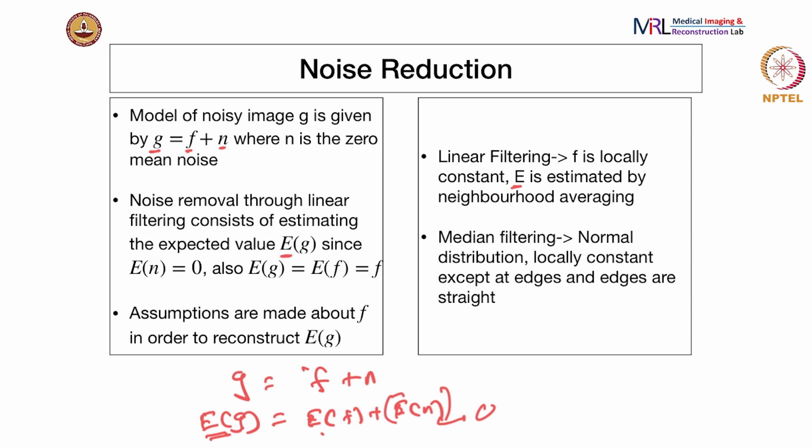If you look at median filtering, which you'll see in a subsequent lecture, if you take a large enough neighborhood, then you're assuming that the pixels are Gaussian or normally distributed. There are also some assumptions about the edges, that they are straight. But that's median filtering. In general for linear filters, the big assumption is that F is locally constant, so that you can estimate the expectation value of G by neighborhood averaging. We'll see what that means in a later slide.